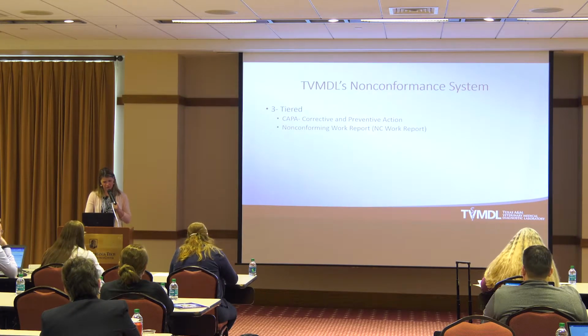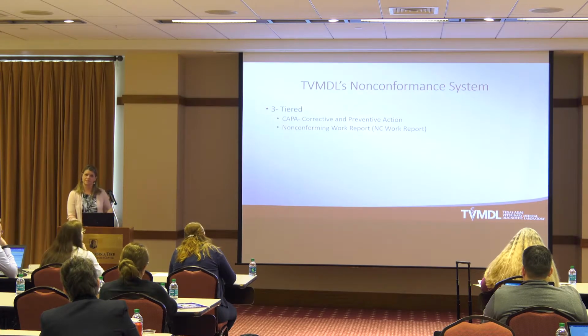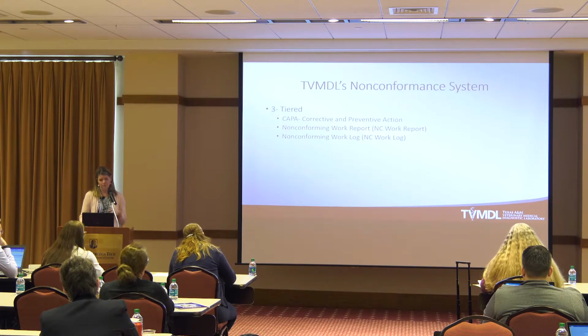Our second tier is called a non-conforming work report. So each of these is a separate workflow. We have a non-conforming work report. It's also the way that we address a corrective action. And then we have an NC work log. So you may wonder why we have 3 tiers, okay?